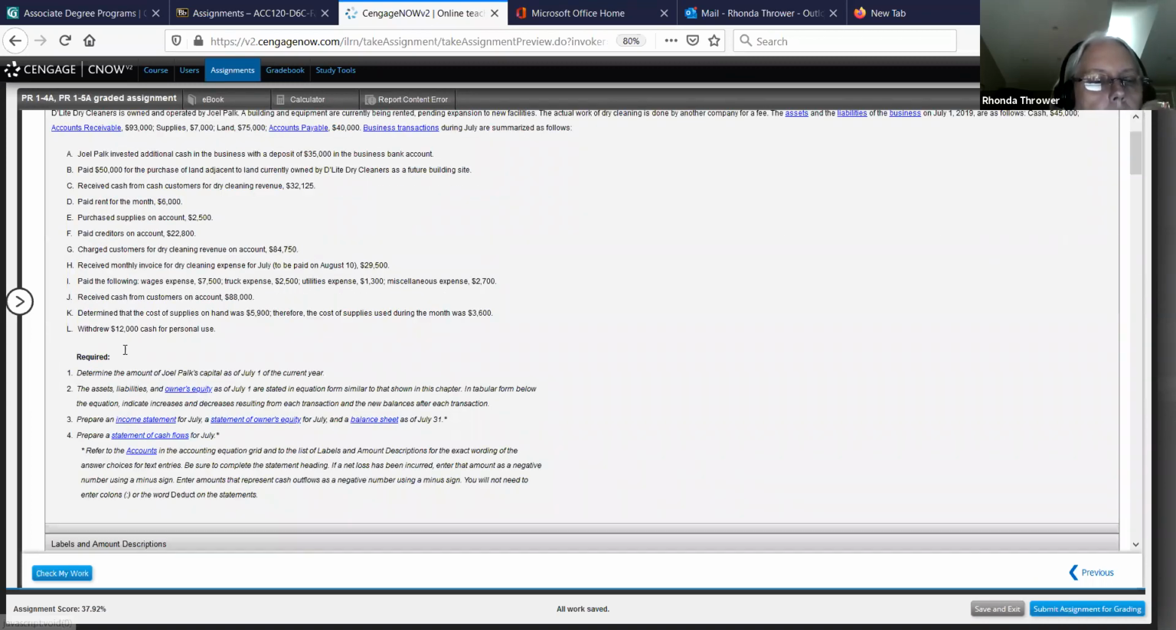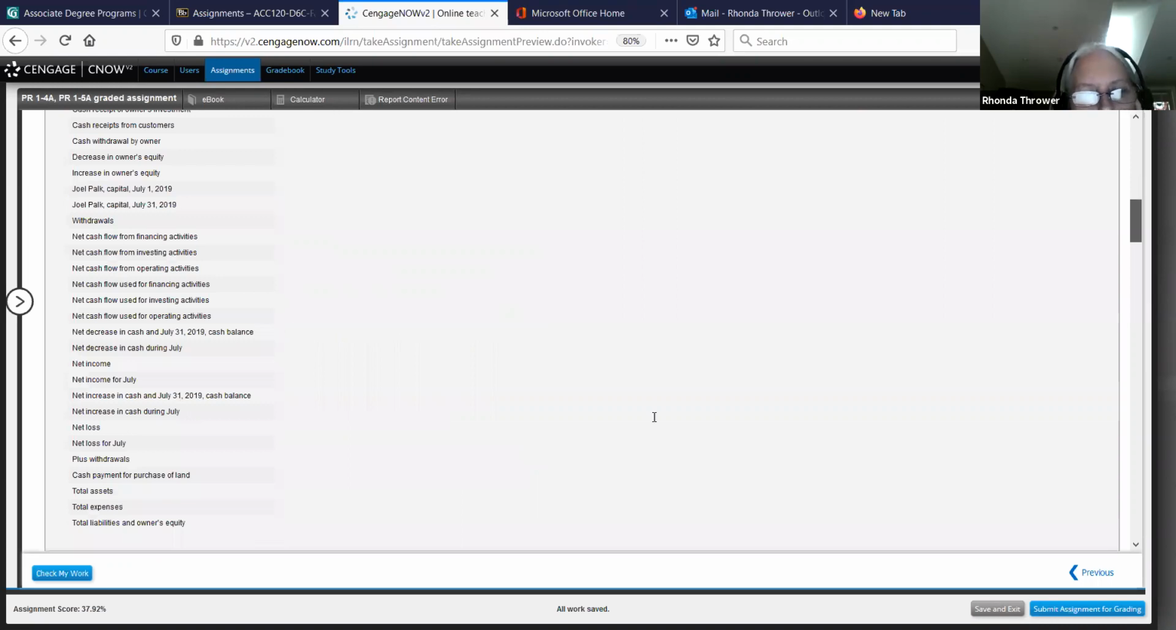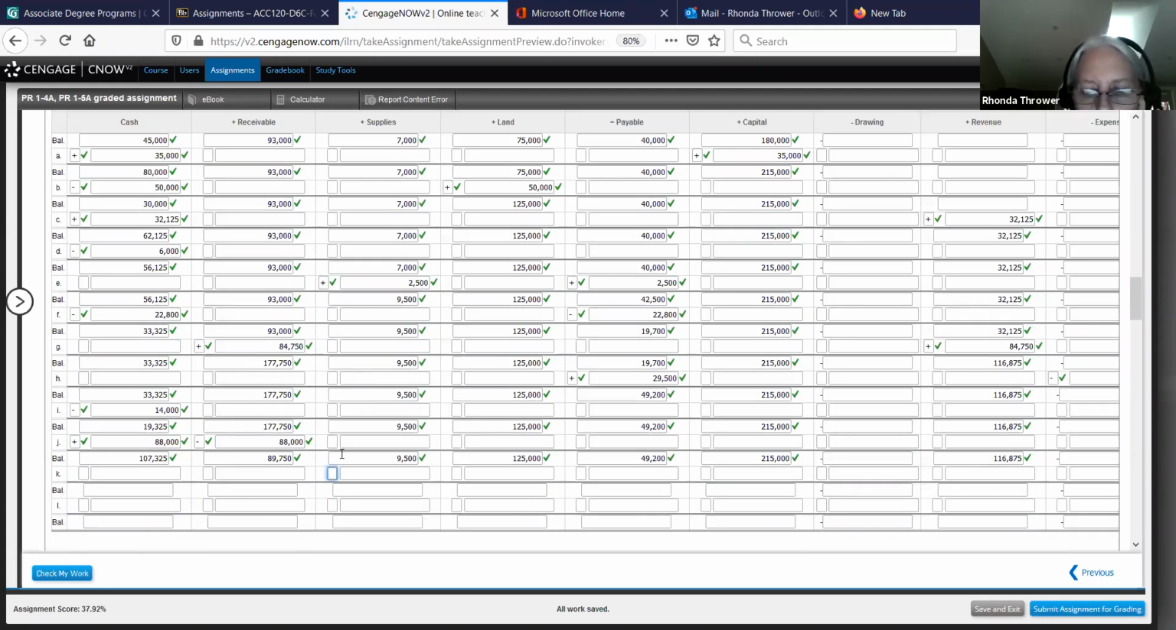And in K, it says we've determined that the cost of the supplies on hand, that's what we have left over in supplies, is $5,900. Therefore, the cost of supplies used, that means they've become expense, is $3,600. So we have to take from the supplies account balance $3,600. We're going to subtract $3,600 from our supplies, and we're going to put it in the supplies expense account.